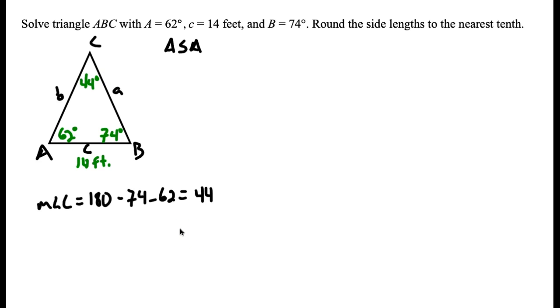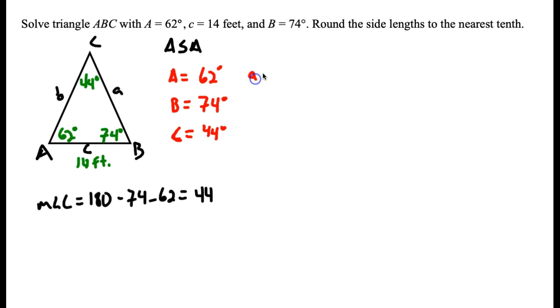Now, when we're organizing our answers, what we want to do is right by our picture, we want to write these out, even the given parts. So I'm going to write out angle A, angle B, and angle C. We already know all three of those. I know angle A, 62 degrees, angle B, 74 degrees, and angle C we just found to be 44 degrees.